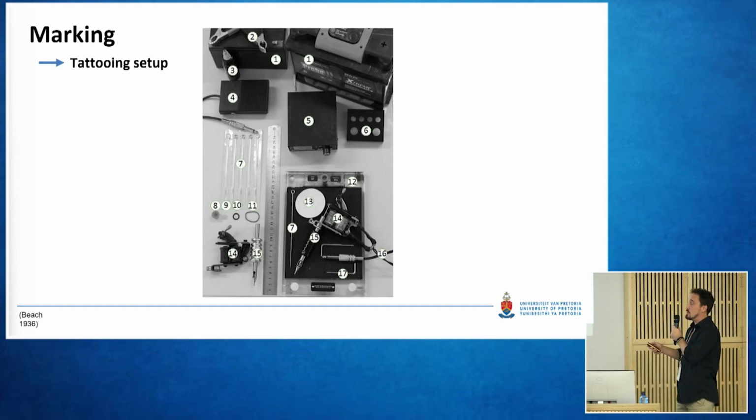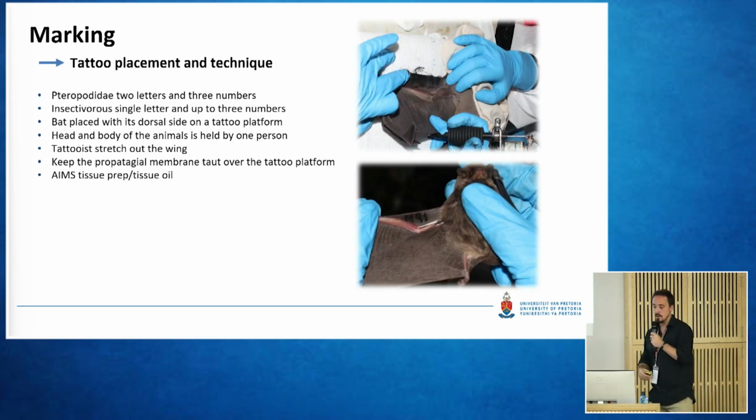So all your tattoo equipment plugs into this, and that's where you control the speed of the needle and everything. I'm not going to go into too much depth about this, but you've got your needles there, your tattoo gun over there, and this is the board that we place the bat on when we tattoo them.